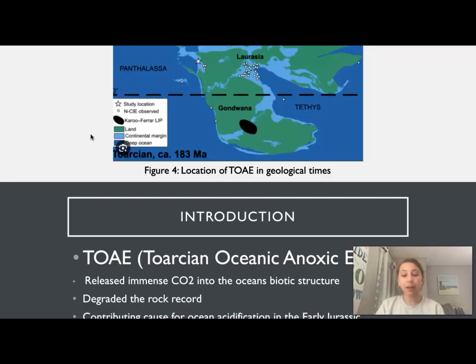So, an event that caused acidification in the Jurassic was the Toarcian Oceanic Anoxic Event, or the T-OAE. It released immense CO2 into the ocean's biotic structure, which completely degraded the rock record and contributed to a cause for ocean acidification in the early Jurassic. Figure 4 above shows the location of the T-OAE in geological time.